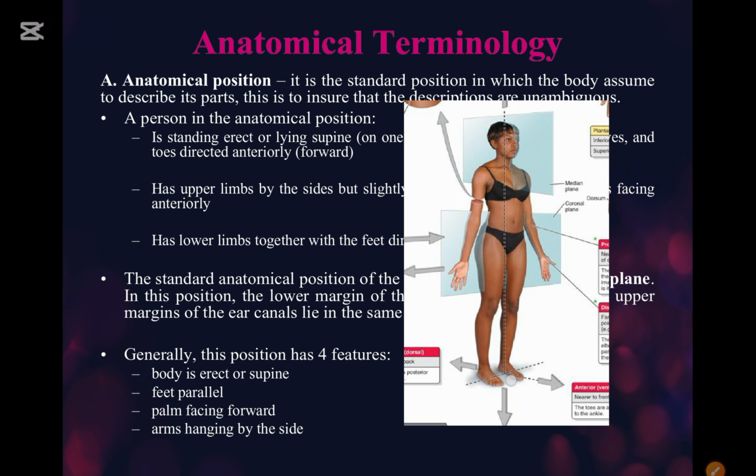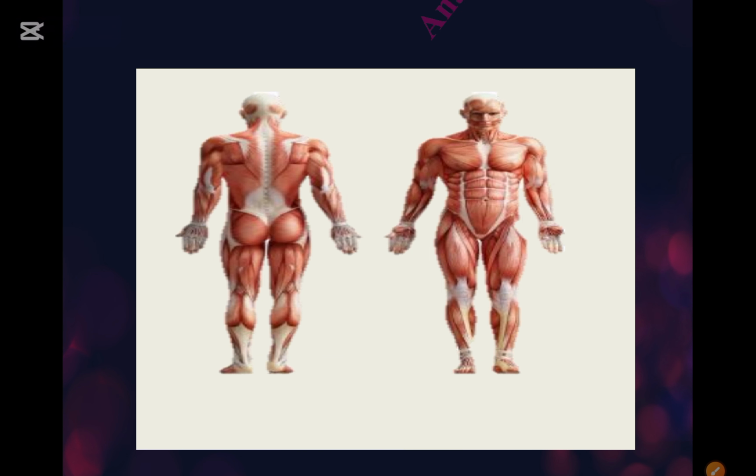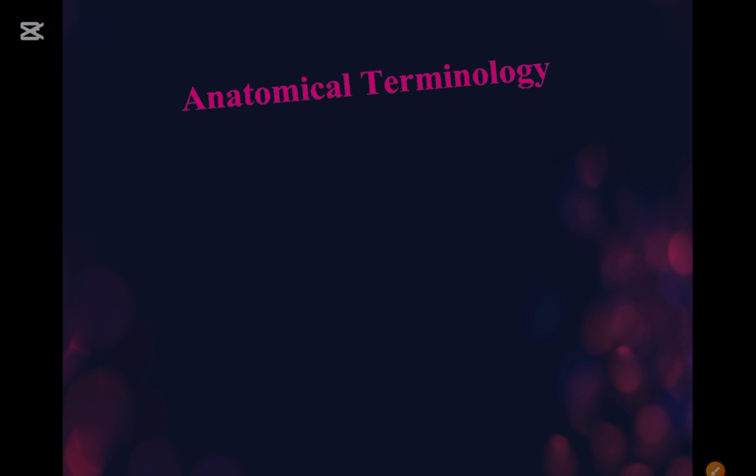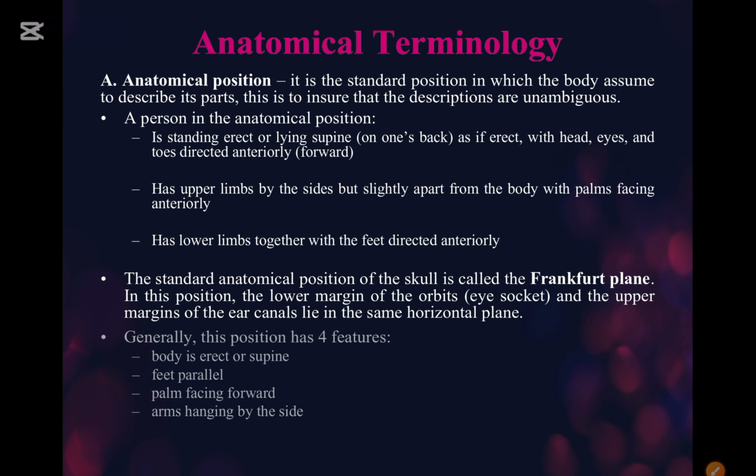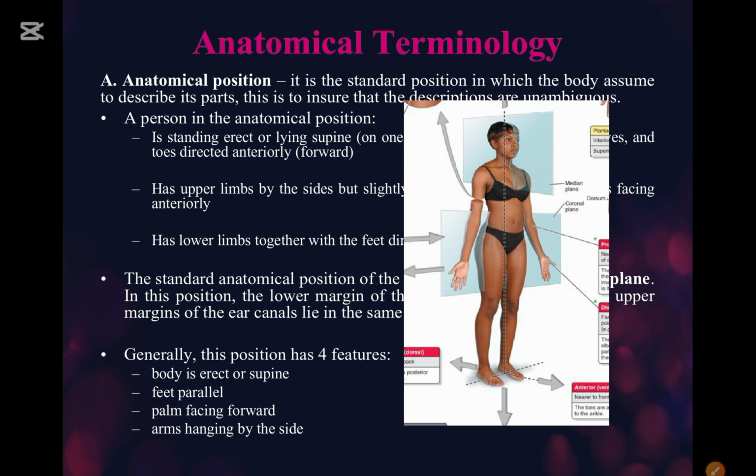The arm is facing forward. Now take a look at the arm. The arm is facing forward. The arm is in a supine position, meaning that in a supine position, we will see the palmar region, not the dorsal region of the hand. So the arm is facing forward and arms hanging by the side.